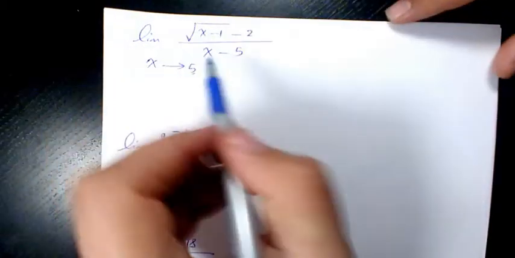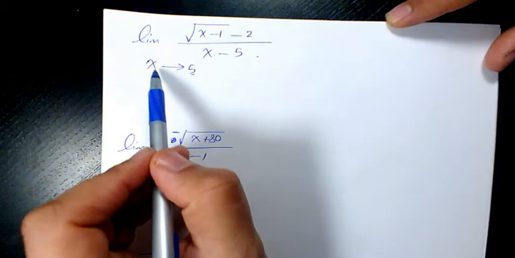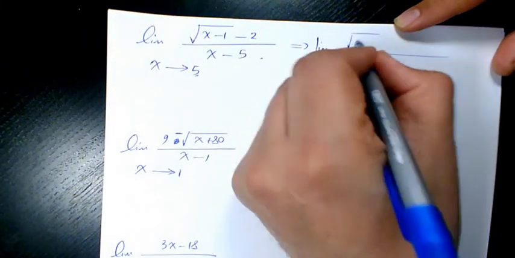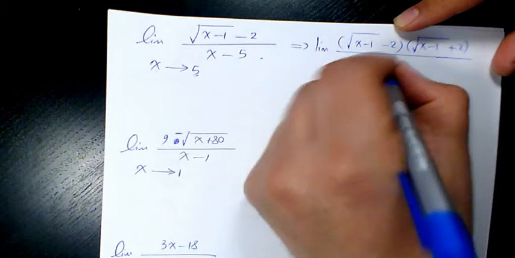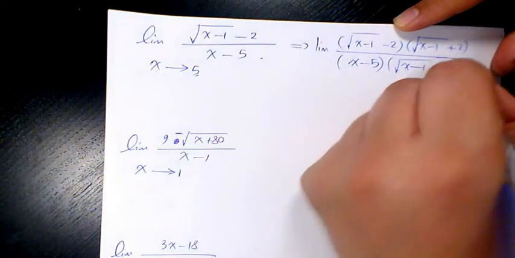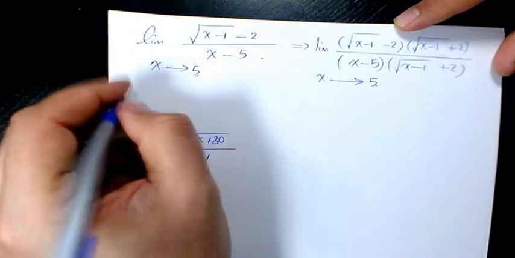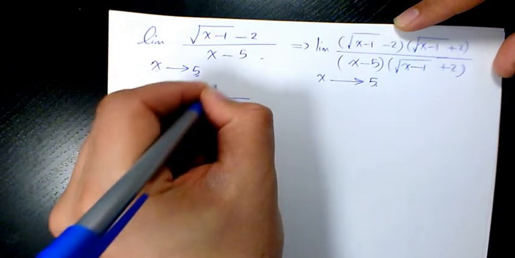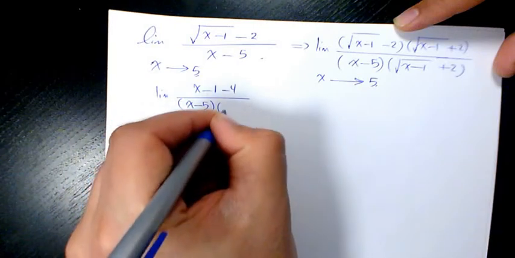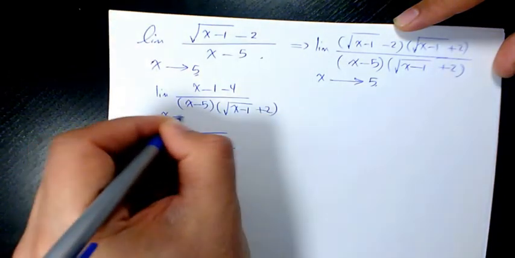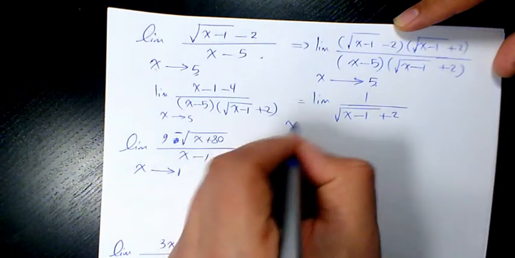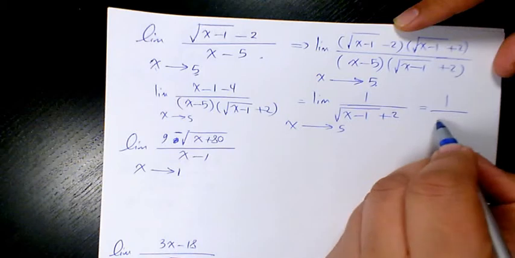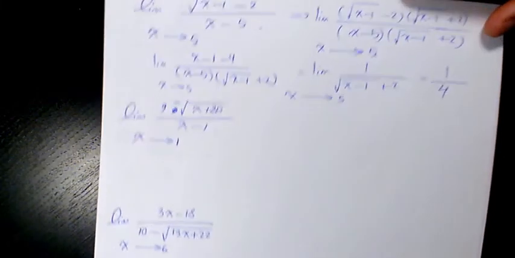Next one is limit of square root of x minus 1 minus 2 over x minus 5 when x is approaching 5. So I multiply by the conjugate of the numerator, which is square root of x minus 1 minus 2 times square root of x minus 1 plus 2 over x minus 5 times square root of x minus 1 plus 2 when x is approaching 5. So that will be limit of x minus 1 minus 4 over x minus 5 times square root of x minus 1 plus 2 when x is approaching 5. These two cancel out, and it's going to be limit of 1 over square root of x minus 1 plus 2 when x is approaching 5. That will be 1 over 2 plus 2, which is going to be 1 over 4.